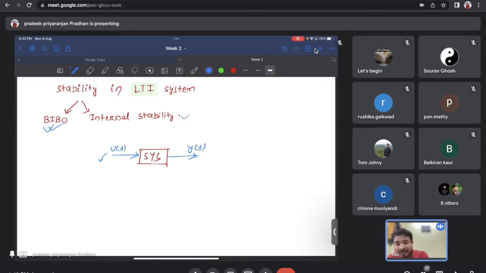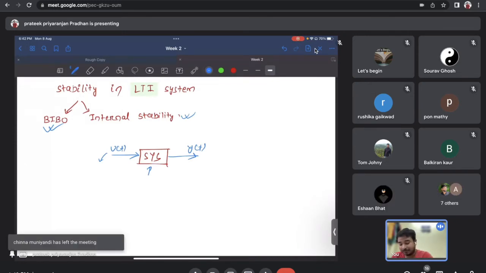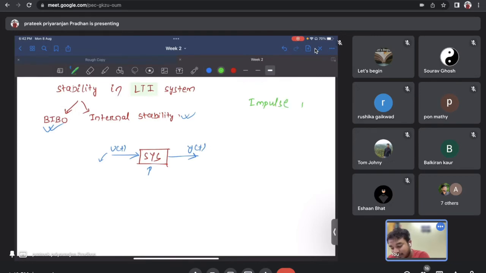But internal stability means the system has its own poles, and poles that make the system unstable. Mark my word, internal stability is related to one term you might know, that is called the impulse response.